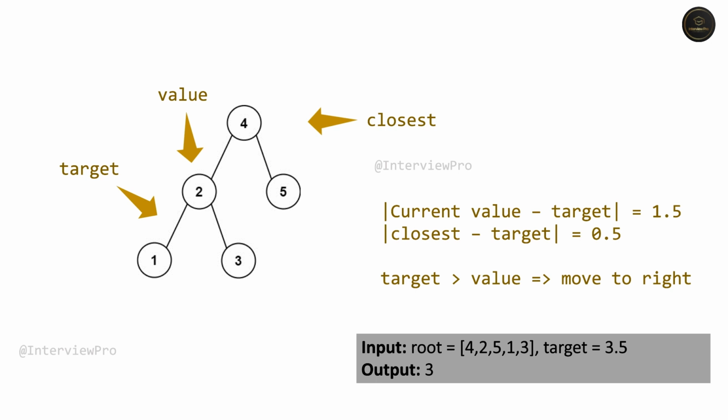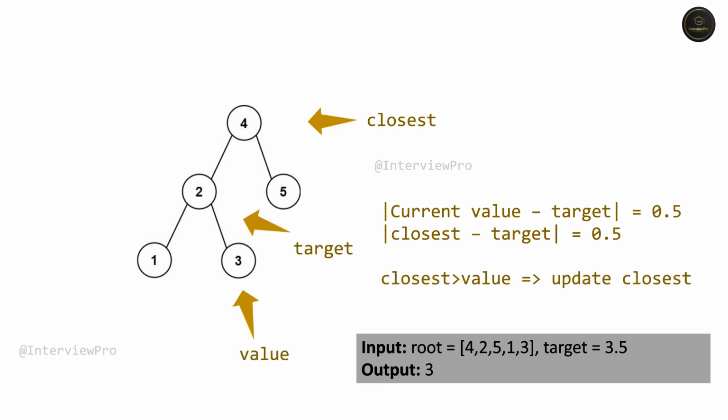Now, to decide what is our next destination, the target is 3.5 and the current value is 2. So, if we move towards left, the difference would be more as we are moving farther. So, we should be moving towards right because target is greater than 2. So, the current value will be 3. And what is the target? It's 3.5. The difference from 3 to 3.5 is 0.5.